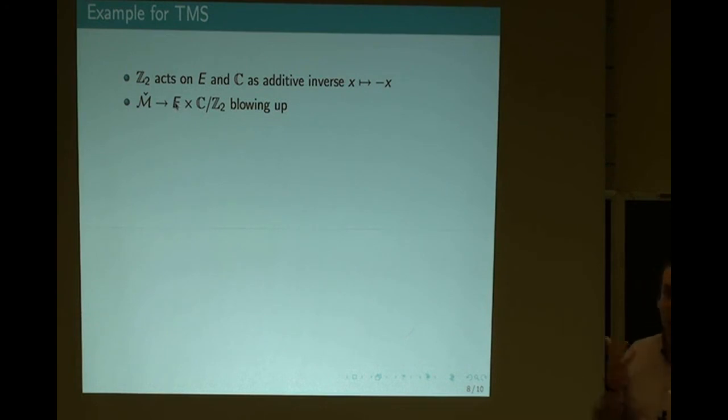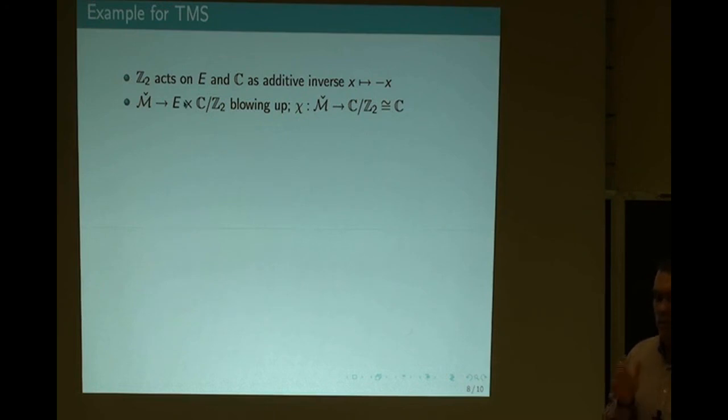So overall in the product you will have 4 fixed points by the Z2 action. You blow up those 4 points. That's going to be our surface, and the map is just going to be the projection to the second factor, and C mod Z2 turns out to be canonically isomorphic with C.